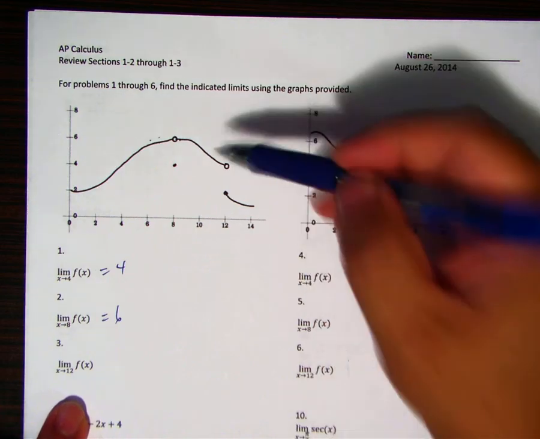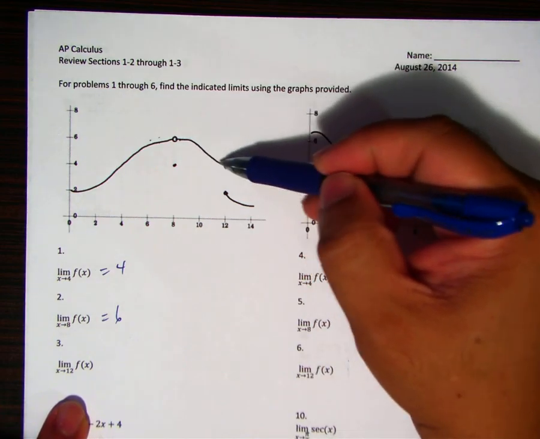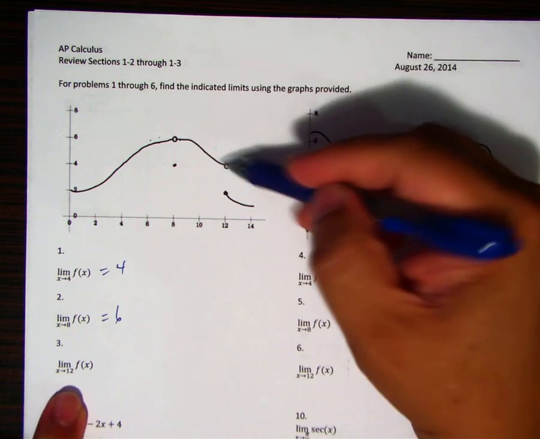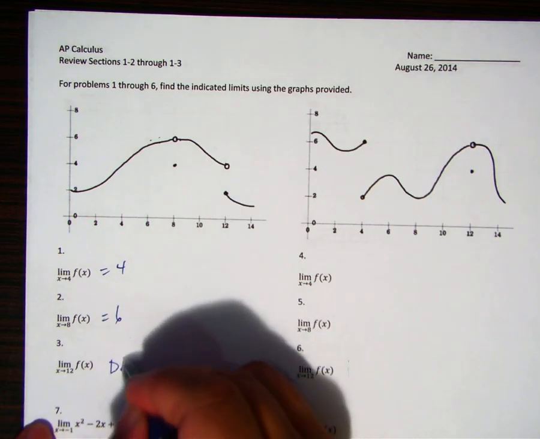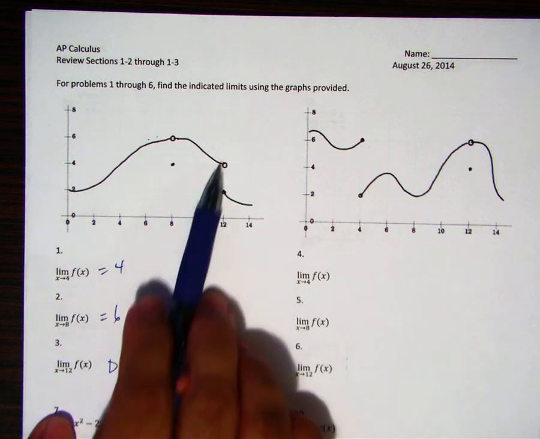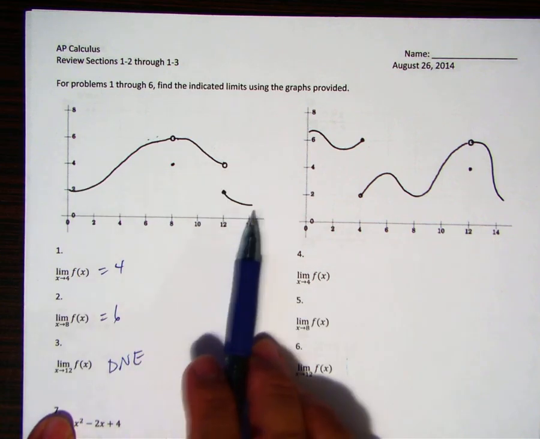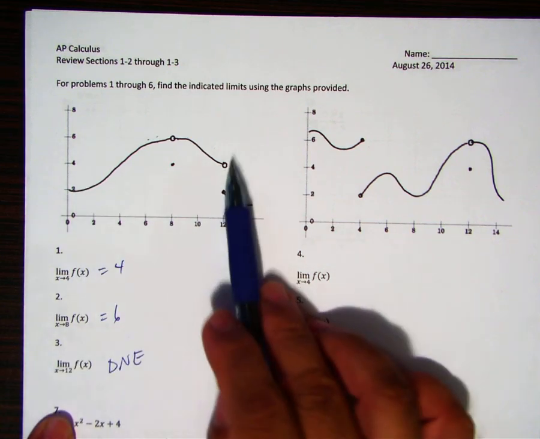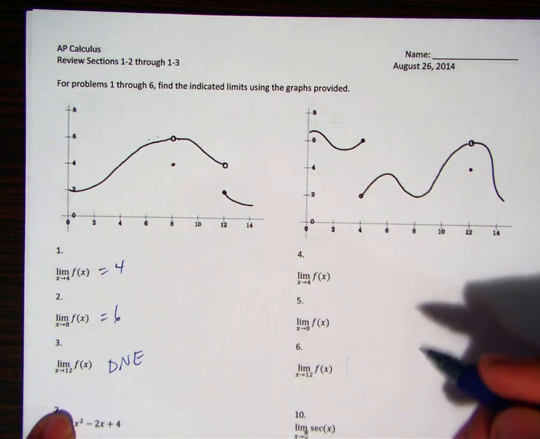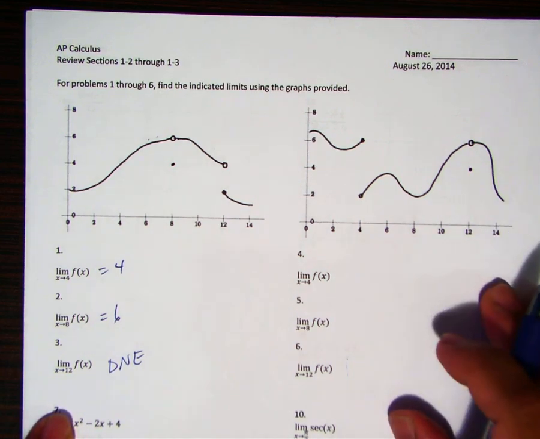Number 3, this time something weird is going on again, and the limits are different. And when the limits are different, we say the limit does not exist. Right. When I said limits are different, from the left-hand side, it looks like it's approaching 4. From the right-hand side, it's approaching 2. 4 is not equal to 2. So the left-hand side and the right-hand side limits do not agree.